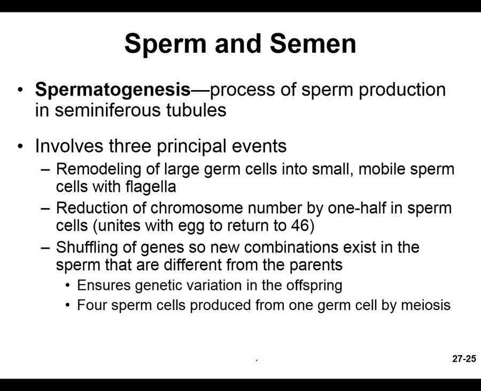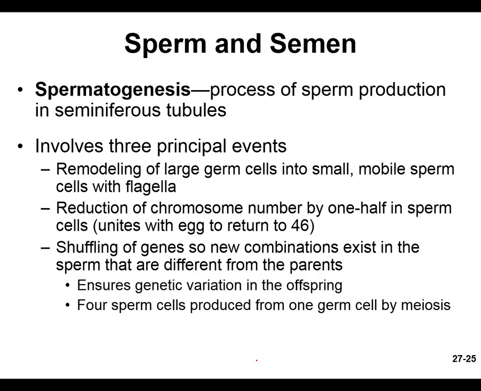Okay, so what this takes us into next is spermatogenesis, and this is the production of sperm and semen. There's really three principal events that are going to happen. We're going to take these larger germ cells and make them very small and mobile with the flagellum. We're going to reduce their number of chromosomes so they're haploid, which means they have one version of each of the 23 types of chromosomes instead of two. And we're going to shuffle the genes and make them unique.